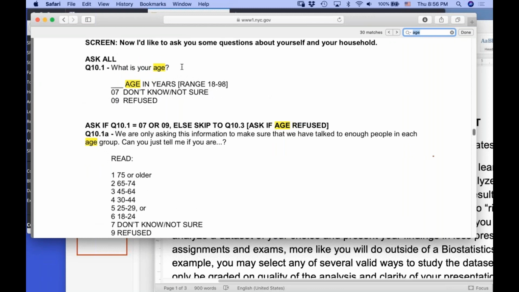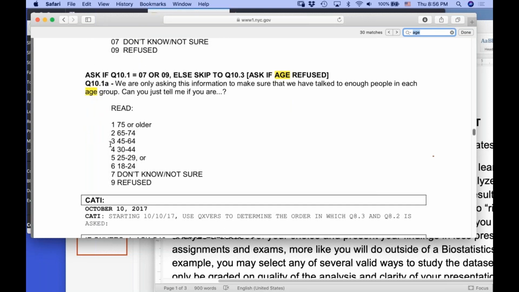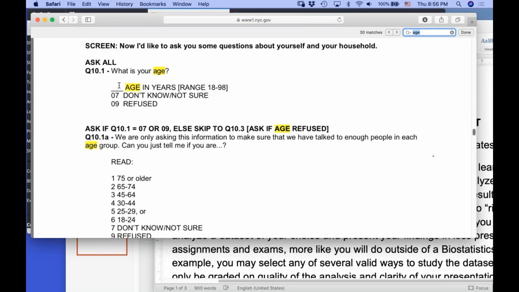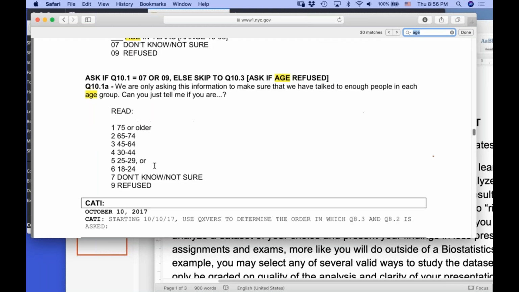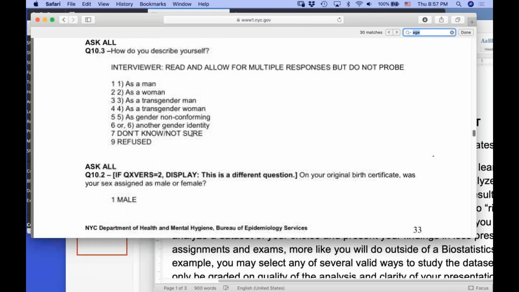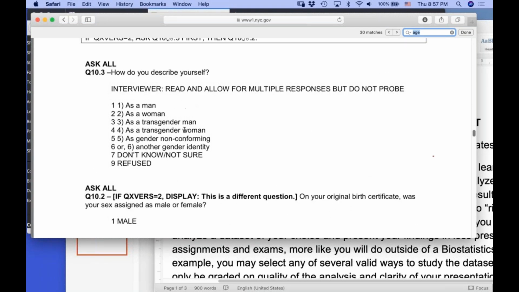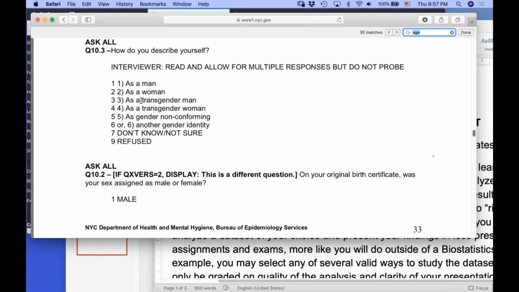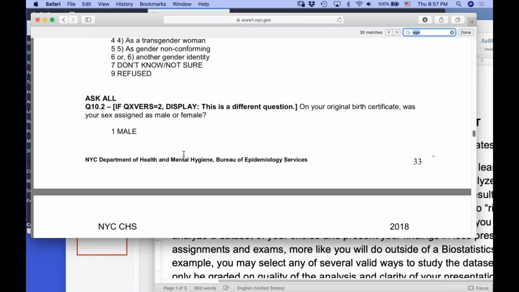So that's a numerical variable, right? They ask them what their age is, and then they also categorize their age. So they collect it both as a numerical variable and as a categorical variable, right? Now gender. Okay, how do you describe yourself? Man, woman, and so on. This is a nominal variable, right? Just different groups, different possible answers, but it's a nominal variable.